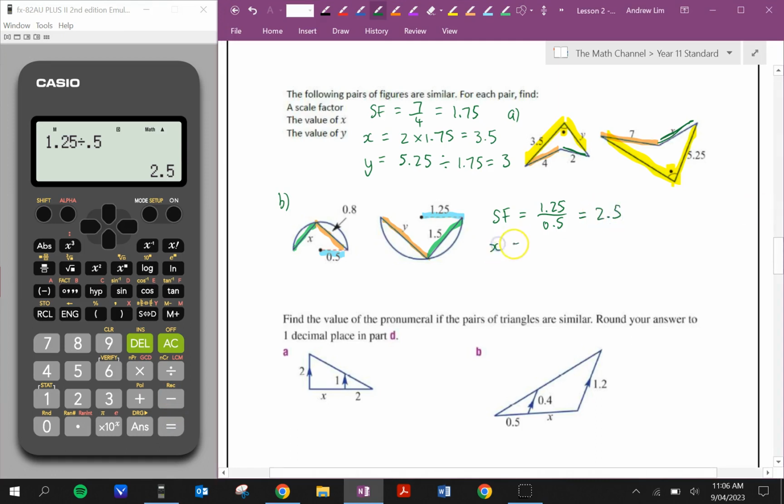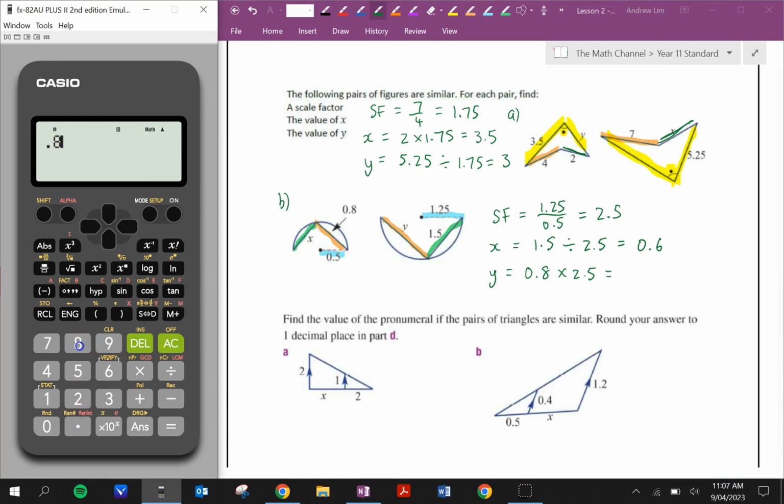So what is x? Well, x is part of the smaller one, so we're going to divide. I'm going to take the larger corresponding side, the 1.5, and divide it by the scale factor. 0.6. And y is part of the larger similar shape, so I'm going to take the smaller corresponding side and multiply it by the scale factor, which is 2.